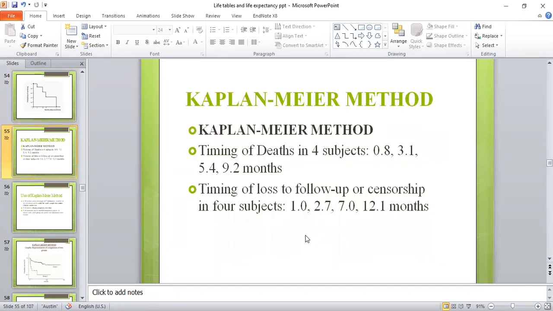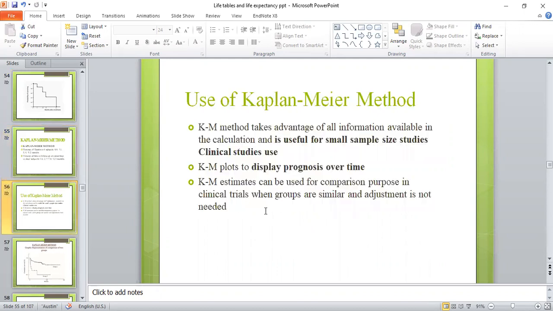In the Kaplan-Meier method, the times of death in 4 subjects are presented as 0.8, 3.3, 5.4, and 9.2 months, and the times of loss to follow up after censorship are 1.0, 2.7, 7.0, and 12.1 months.